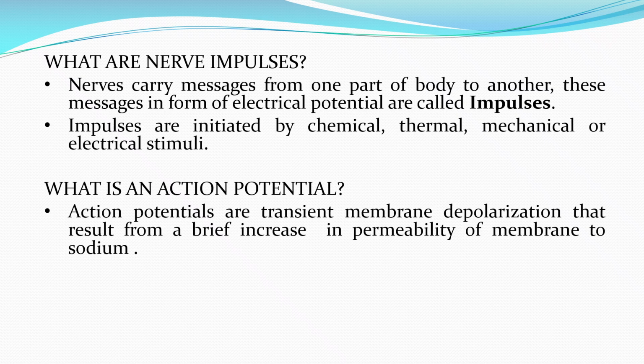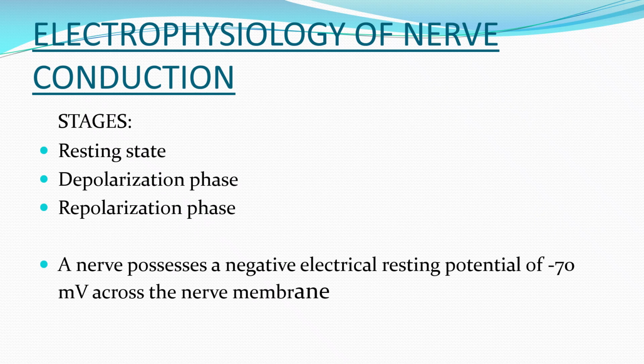So a nerve carries messages from one part of the body to the other. These messages are electrical potentials called impulses. As I already told you, these are initiated by chemical, thermal, mechanical or electrical stimuli. For a nerve to get activated, an action potential has to be generated by a process called depolarization. Coming to the basic electrophysiology of nerve conduction, these are the various stages: the resting state, depolarization phase, and repolarization phase.